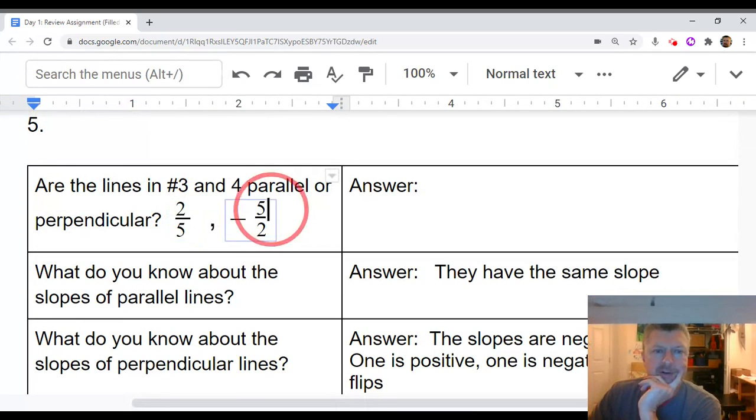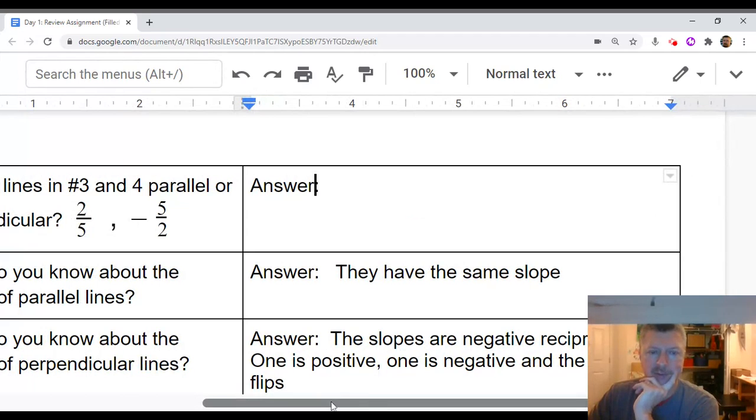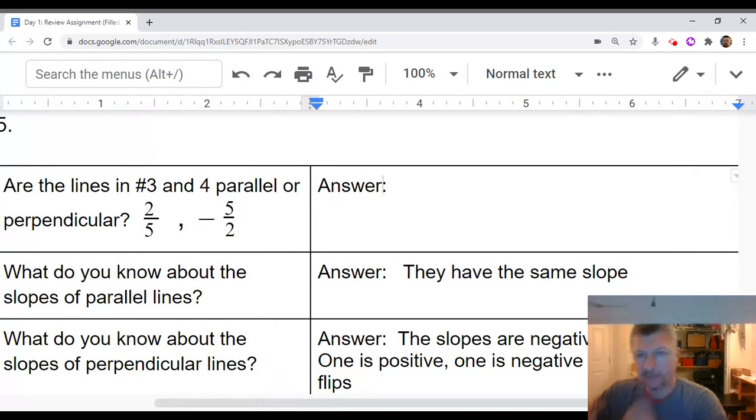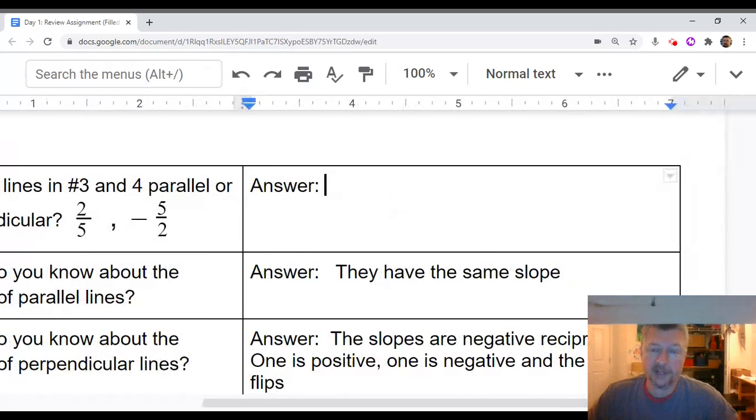So for this one here, now you have one that's positive. This is positive, and one's negative. This is negative. And the fraction flips. This is 2 over 5. Flip it, you have 5 over 2. Those are perpendicular. Two lines are going to be like this. It's going to make a right angle. So perpendicular. There you go. That's it.